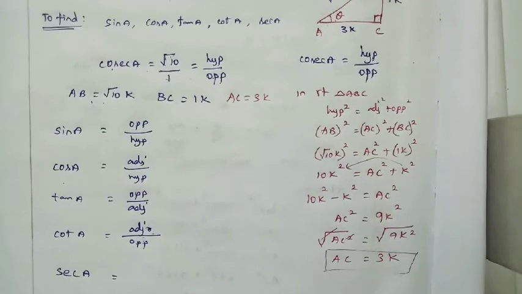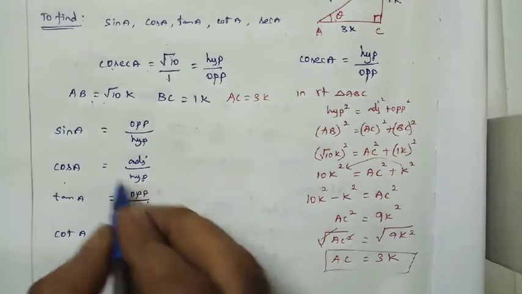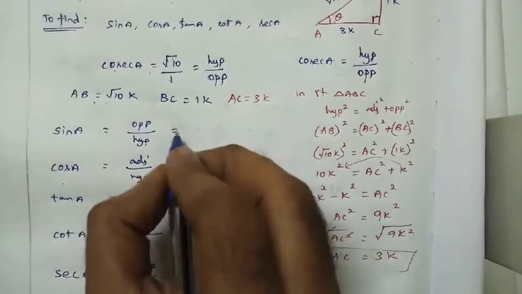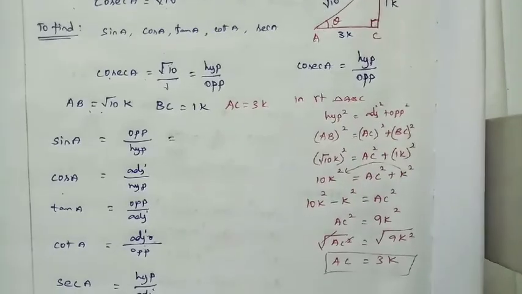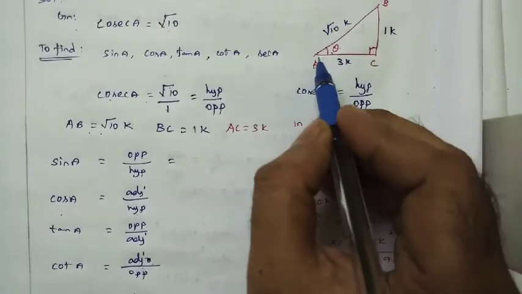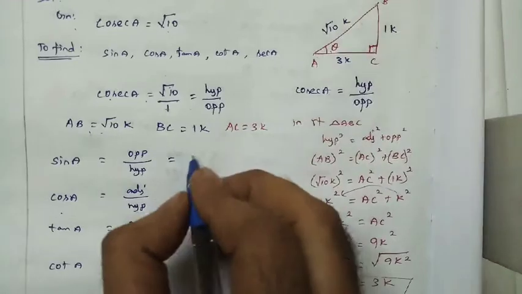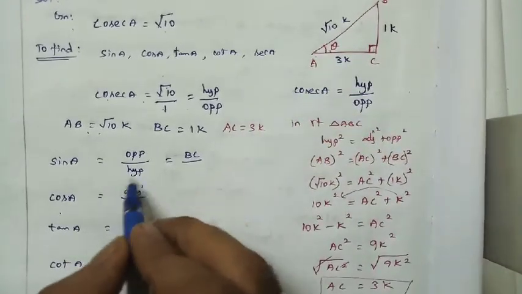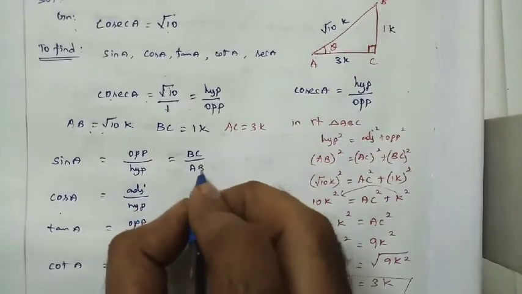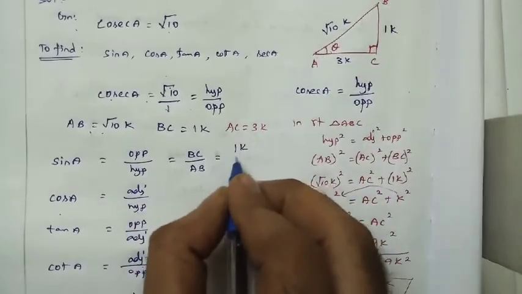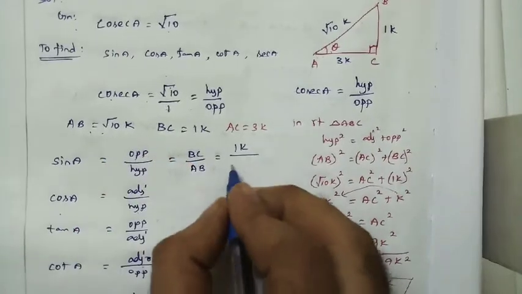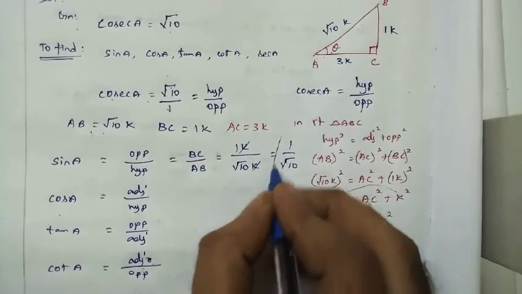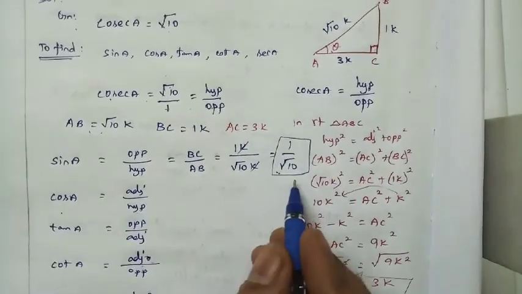Cosec A is nothing but 1 by sin A, hypotenuse divided by opposite, and sec A is 1 by cos A, hypotenuse divided by adjacent, right? So here, the opposite side for angle A is nothing but BC. Opposite side BC divided by hypotenuse AB. So what is the value of BC? 1k, right? 1k divided by AB, which is root 10k. K will get cancelled. So 1 divided by root 10. This is the value of sin A.